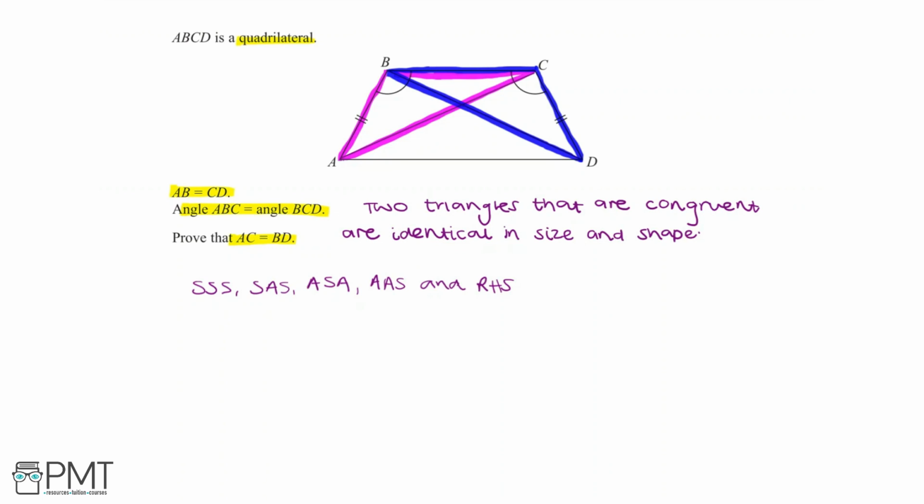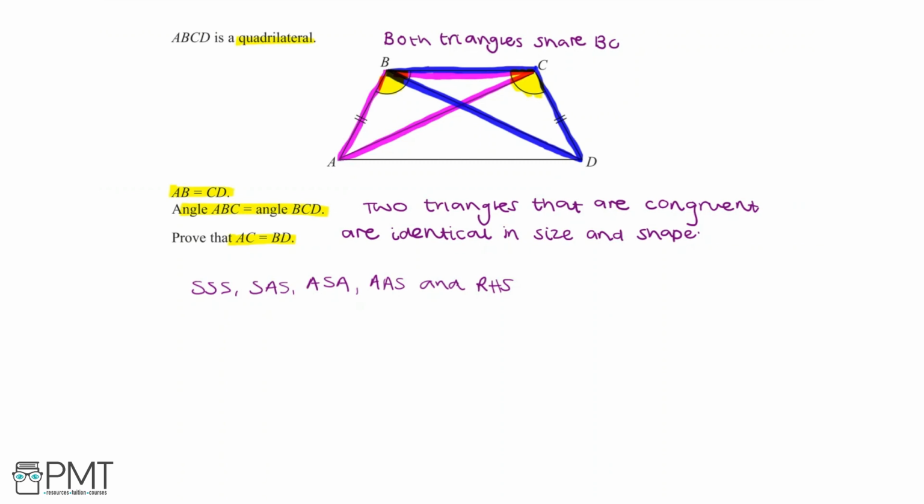So now looking at the triangles in our diagram, we need to find out which rule applies. So we can see that both triangles share the length BC. Well, we're told that angle ABC equals angle BCD. In triangle ABC, angle ABC is in the middle. And in triangle BCD, angle BCD is also in the middle. Now, since these angles are equal, we can say that both triangles have the same angle. So far, we've seen that both triangles share one length, and both triangles share one angle.